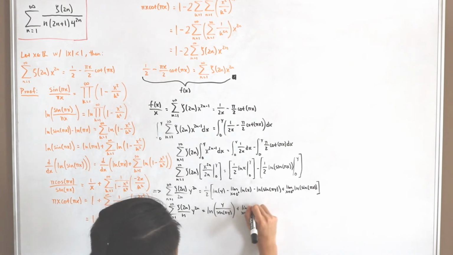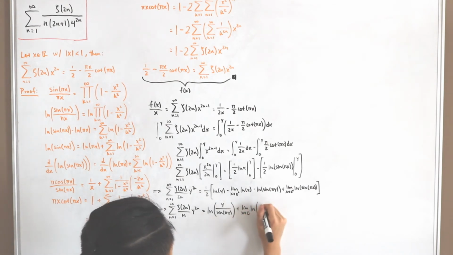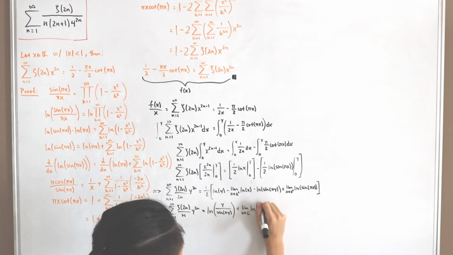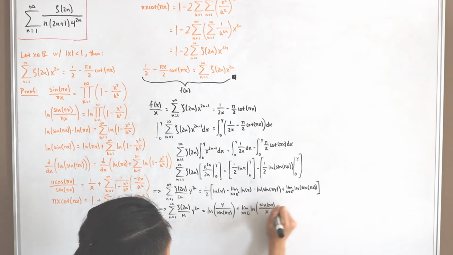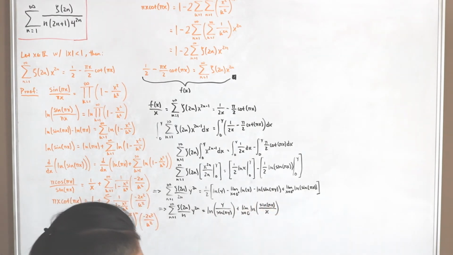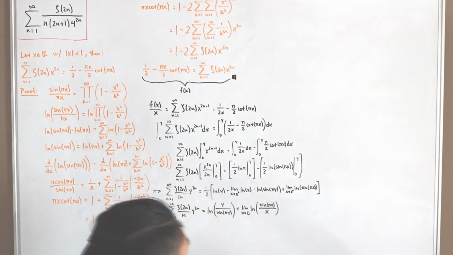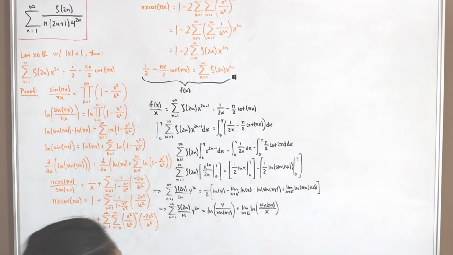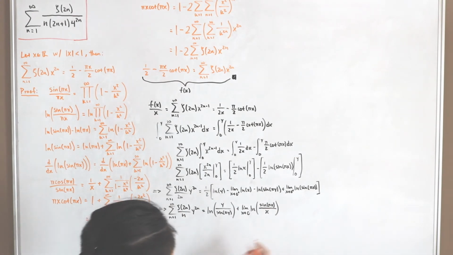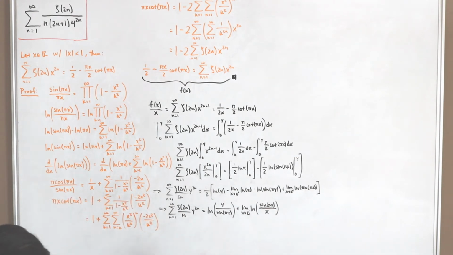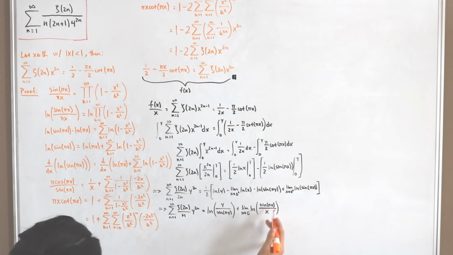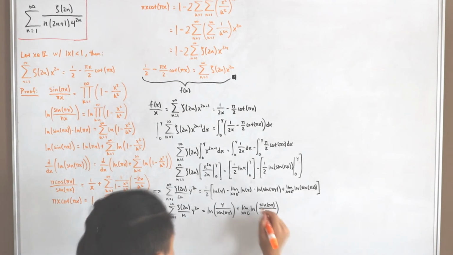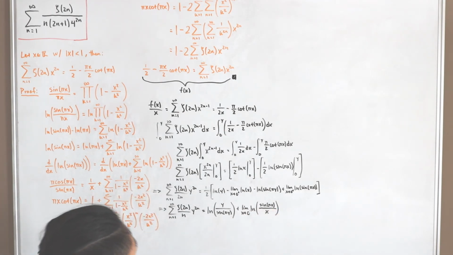Of the natural log of this will be sine of pi x, and then divide by x. What I can do from here is manipulate this equation just a bit. So how can I do this? I can actually multiply and divide a pi in both the numerator and denominator.